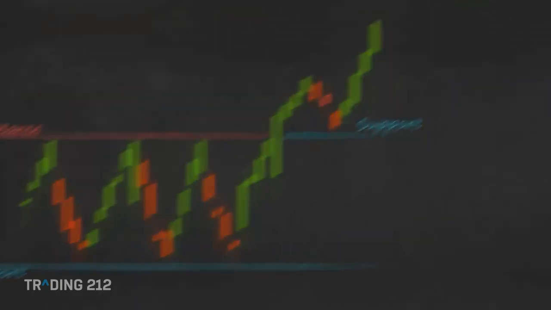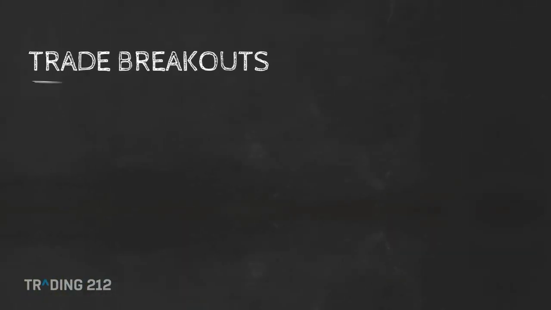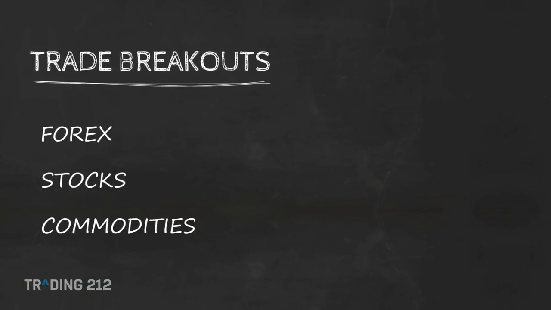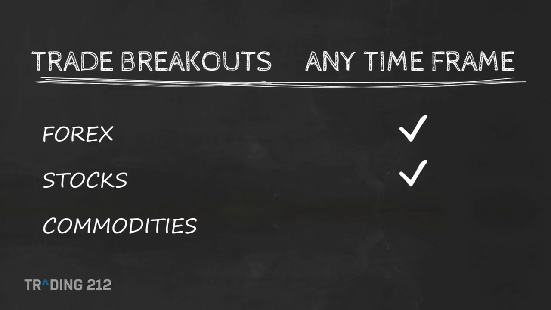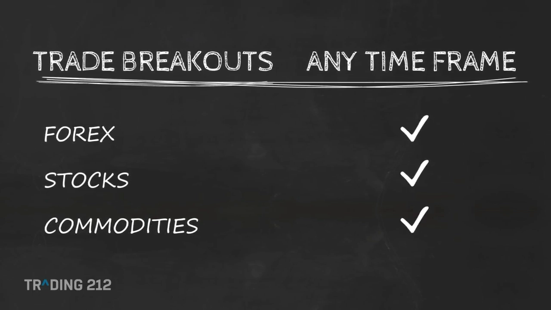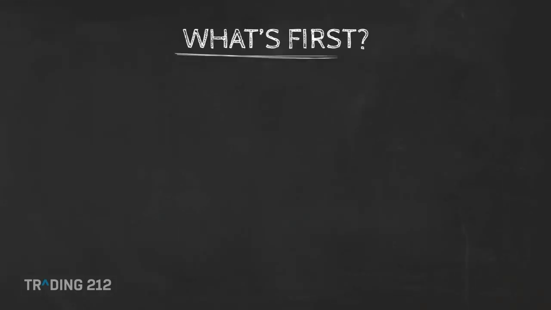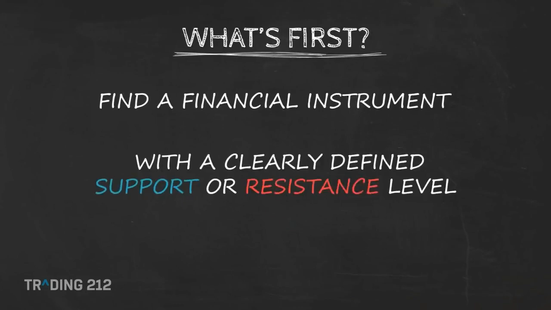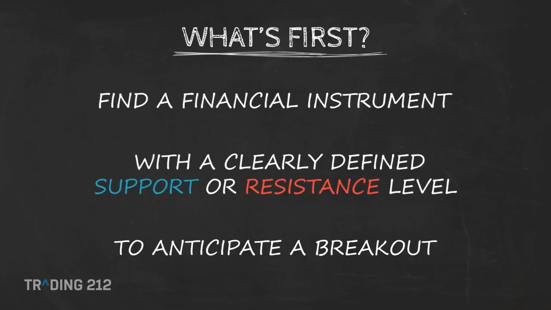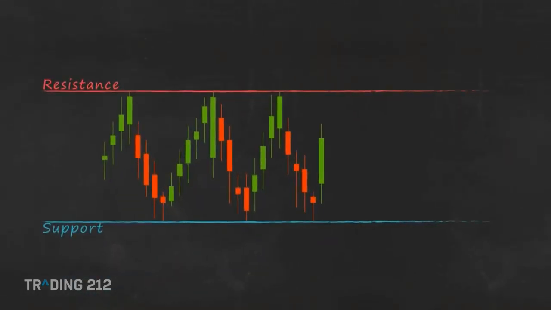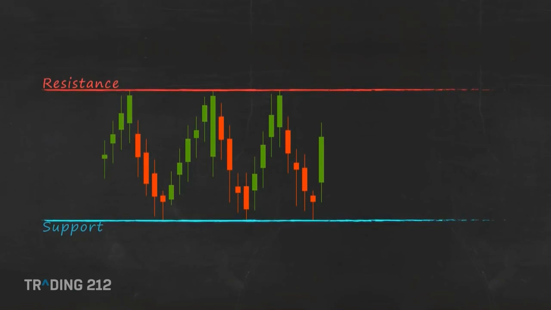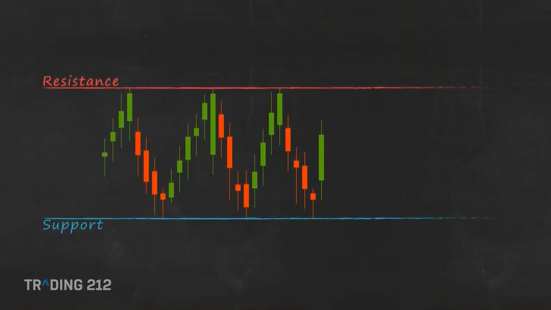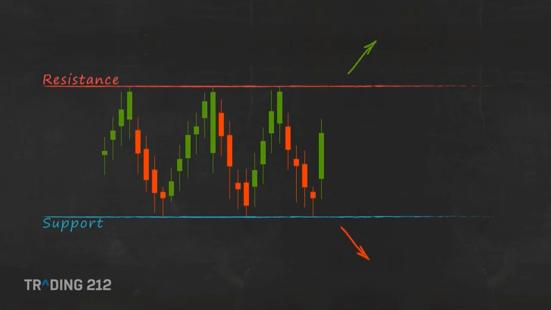So here's the general concept to trading breakouts. You can use the breakout strategy to trade Forex, stocks or commodities, and it works with any time frame. It's a method of technical analysis that follows certain rules and can be applied universally. So what's first? First, you need to find a financial instrument, a currency pair, stock or commodity with a clearly defined support or resistance level. We only need one clearly defined support or resistance level to anticipate a breakout. However, a trading range created by both a support and resistance level is more beneficial as you can take advantage of the breakout in either direction, so either above or below the current range.